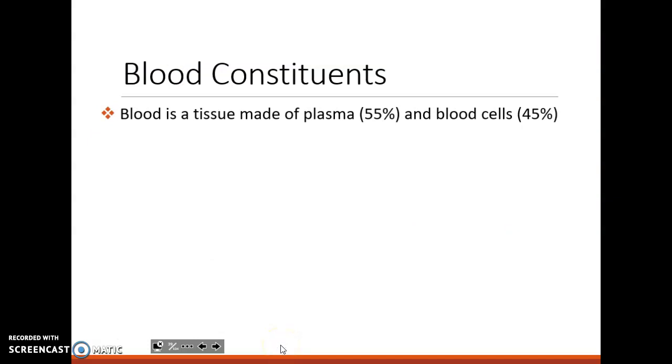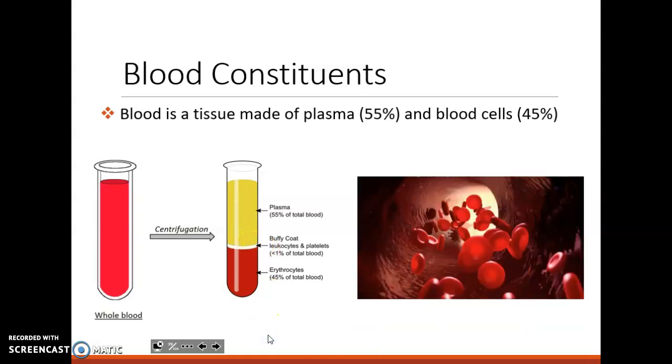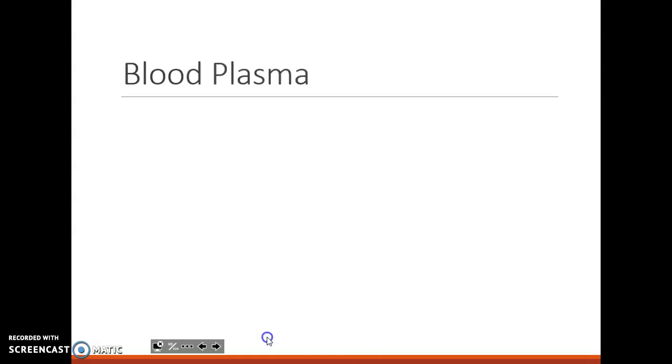So blood is a tissue. So we know that from way back in the beginning. It's a type of connective tissue, and it's made out of plasma and blood cells. So if you look at whole blood, and you were to centrifuge it so it would separate into its parts, you would have over half is plasma, and then you would have red blood cells, white blood cells, platelets, and we're going to learn them by their science names.